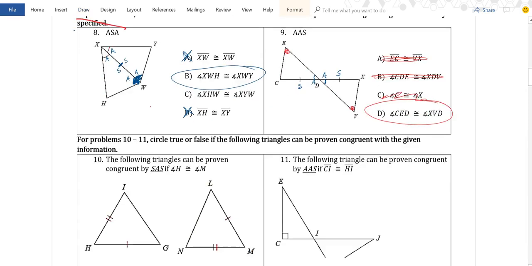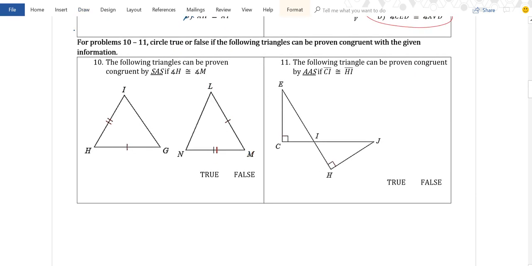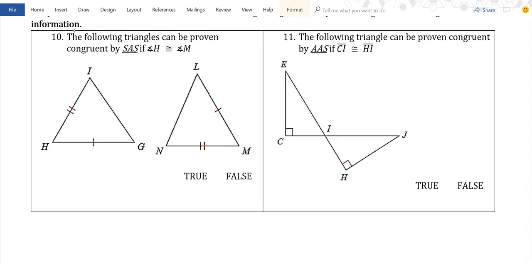Alright, moving on to our next one here. So we have 10 and 11. Circle true or false: the following triangles can be proven congruent with the given information. So let's look at 10. The following triangles can be proven congruent by side angle side if H and M are congruent. Well, we have side angle side here, and we look over here, we also have side angle side. So for number 10, this is definitely going to be a true statement. We have the angle in between those two sides, or interior to them.